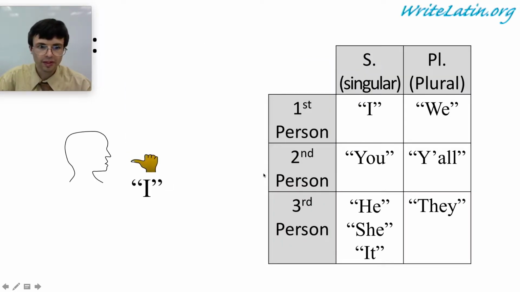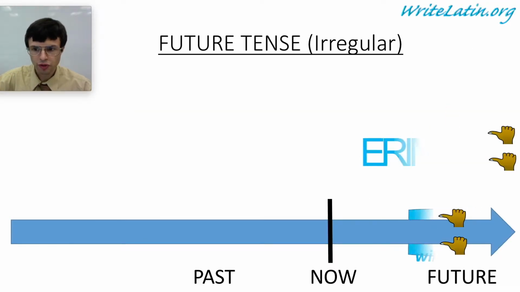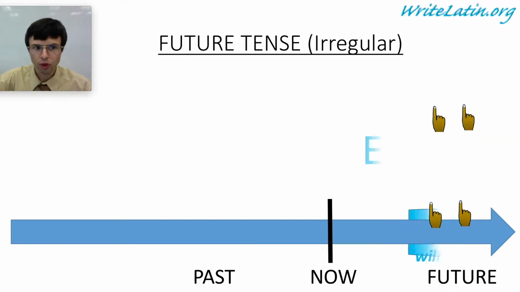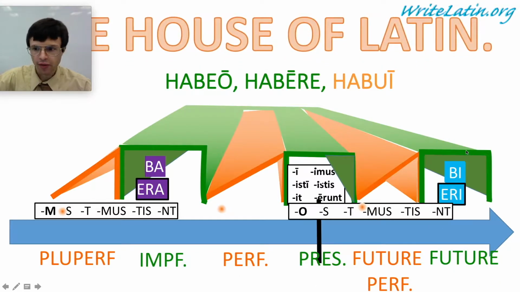First off, you need to know what these symbols mean. The thumb towards you means I, you, he, she, it, we, y'all, they. The future perfect is going to be built off the future, and especially the form of the word to be in the future. I will be, you will be, and so on. So in our house of Latin, the future is out here on the far right, and the future perfect is that orange tense right next to it.